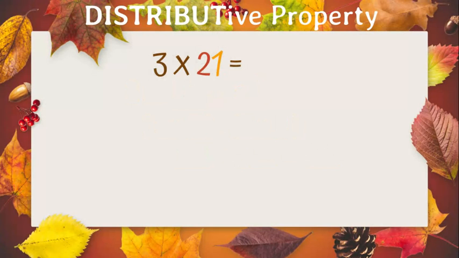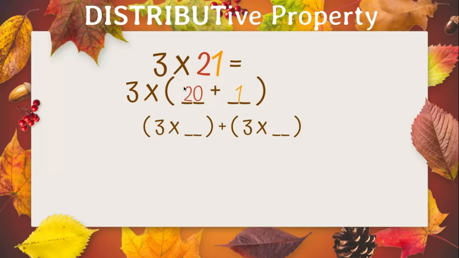Oh, I do have one more. Okay, 3 times 21. Again, first thing I'm going to do is I'm going to have to remember to break up my 21, right? Expand it. It's going to be 20 plus 1. So I'm going to bring down my 3 times, open this up so that I can expand it. I've got my 20 and my 1. And now I'm going to distribute my 3 times 20, my 3 times 1.